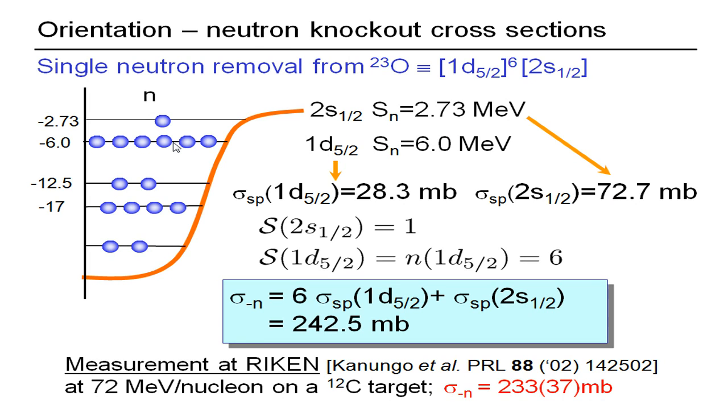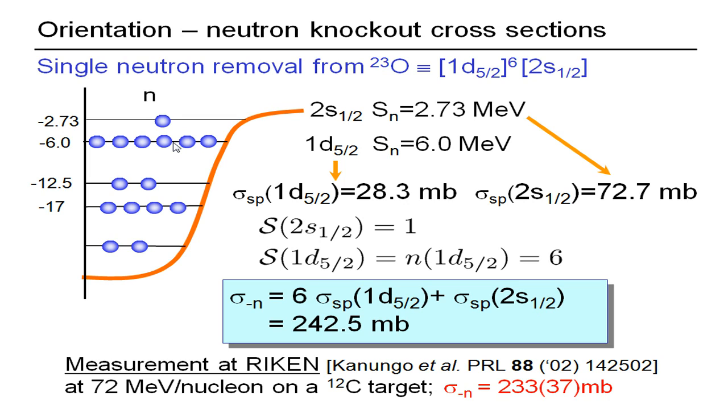So if we calculate the cross-section for removing a neutron from oxygen 23 from this S state, one calculates a cross-section of 72.7 millibarns. Take my word for it. It's a big cross-section. It's a big cross-section because it's very inclusive, it includes many channels. Now these D-wave ones are more well-bound, so the cross-section is smaller. So instead of 72, the cross-section for removing one of these nucleons is 28.